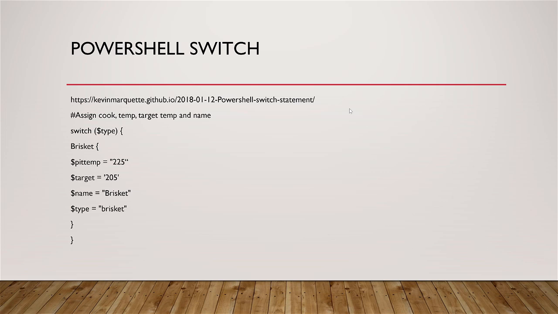Next, I have a PowerShell switch where I define each setting for the type of cook that I'm doing. For instance, for brisket, I want my pit temp at 225, my target temp is 205, and then it sets the name and the type to brisket. If you're not familiar with a PowerShell switch, it's really an advanced if statement, and Kevin Marquette has a really nice blog post on everything about the PowerShell switch, which I've included in the slide here.